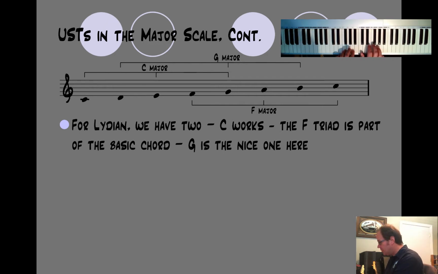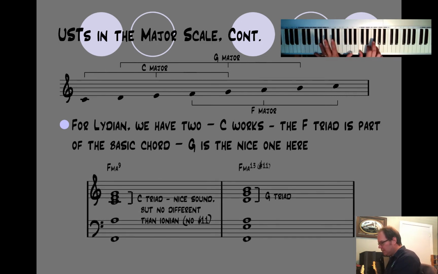However, C major is going to work, because that's just the upper part of the chord, isn't it? It's a fifth, a seventh, and a ninth. Now, with this triad, we don't have the sound of the sharp 11 in there. So to me, this is kind of the same thing as Ionian.